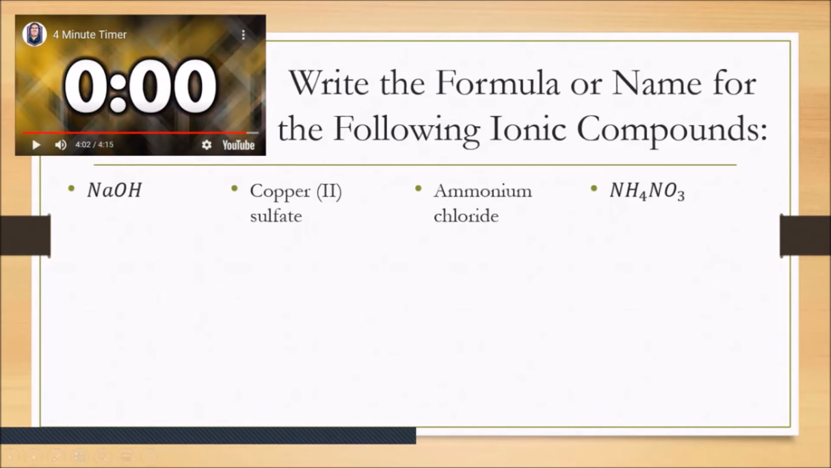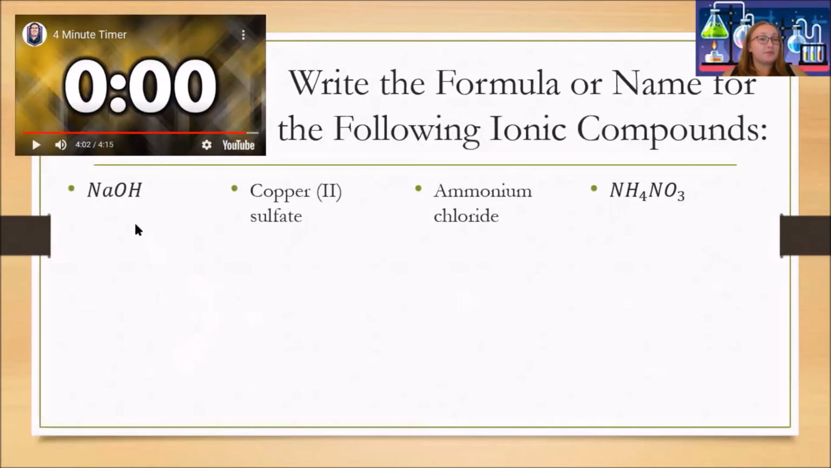All right, scholars, let's go over these. Looking at my periodic table, I know that Na is sodium, and it is a main group element. I know that OH is hydroxide. My sodium has a +1, my hydroxide has a -1. That's my polyatomic ion. So the name of this compound is just sodium hydroxide.